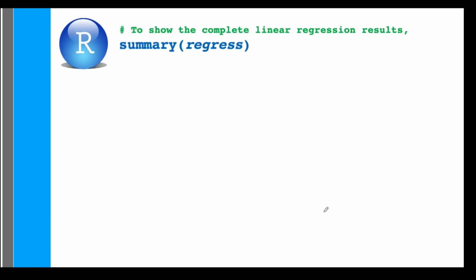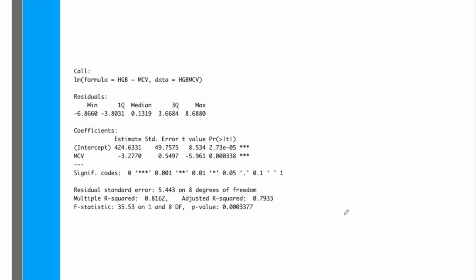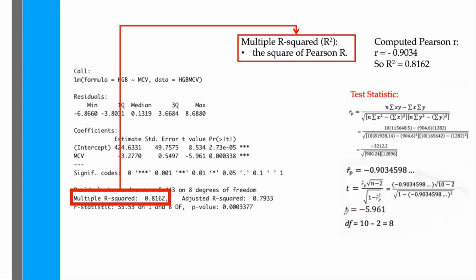Now further, we may use summary, parenthesis, then the object name, in that case regress, to show the complete linear regression results. Now what are these results for? Let's interpret all the results in this output. So the first one, let's have this one, the multiple r squared. Multiple r squared is simply the square of the Pearson r. So note that the value of r that we computed a while ago is negative 0.903.